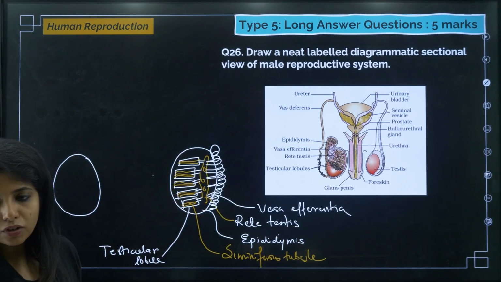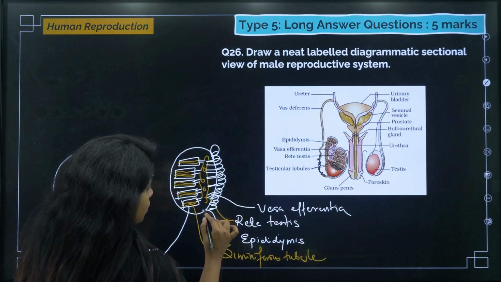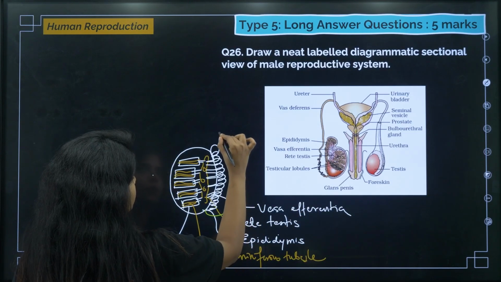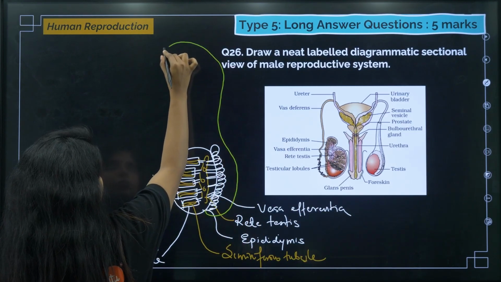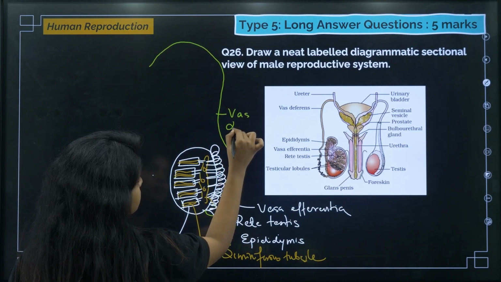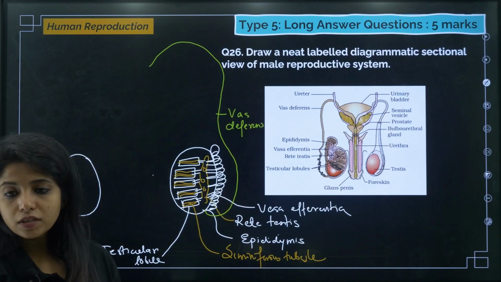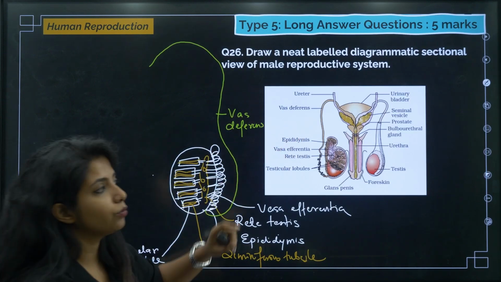Okay, what do you call this structure? Epididymis. Now from the epididymis, one thing goes like this. From here, slowly come like this. This is known as vas deferens. Okay, and vas deferens, as you can see over here, it coils over the urinary bladder.